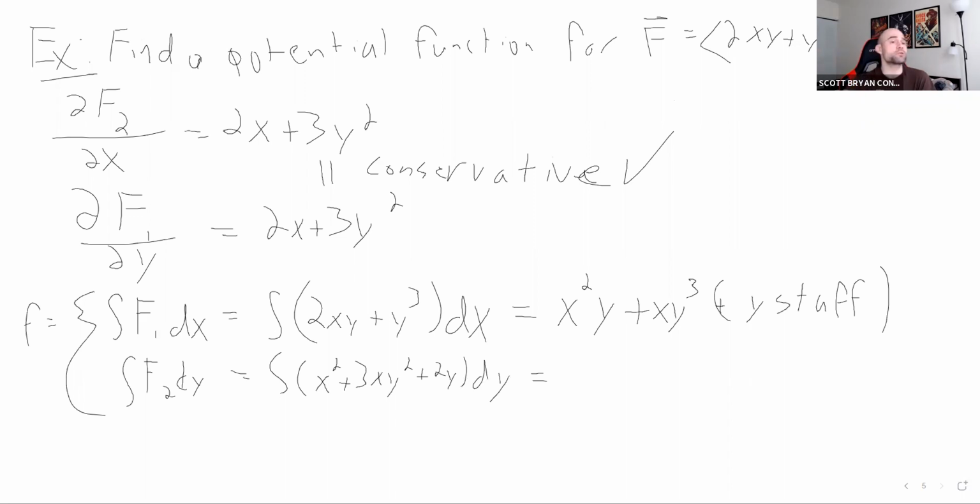Integrating with respect to y, we're treating everything but y as a constant. Integrating as usual with respect to y, x squared becomes x squared y. 3xy squared becomes xy cubed. And 2y becomes y squared. And if there's anything just involving x, we're not going to see it in this integral, but we can get that from the first one.